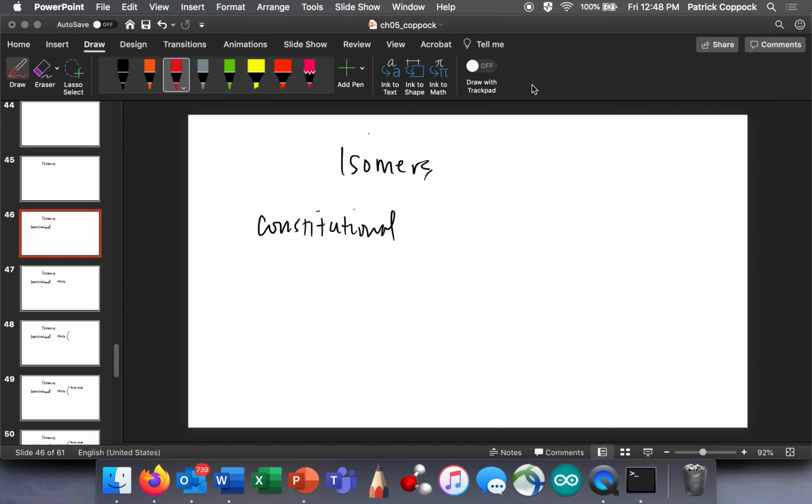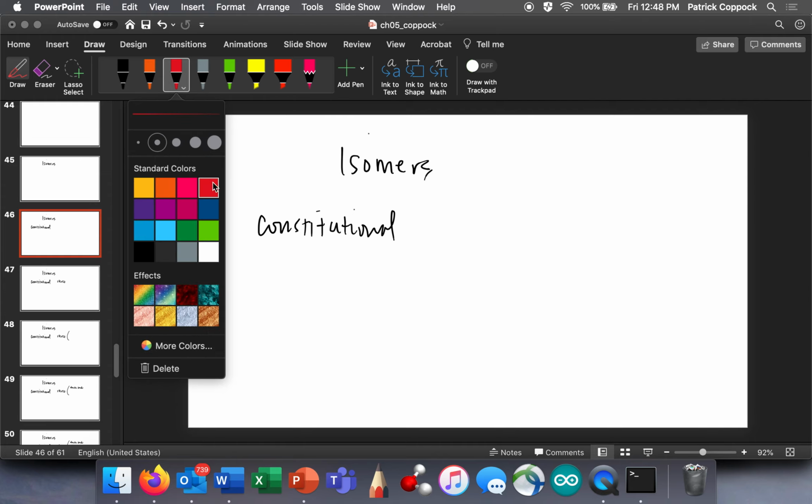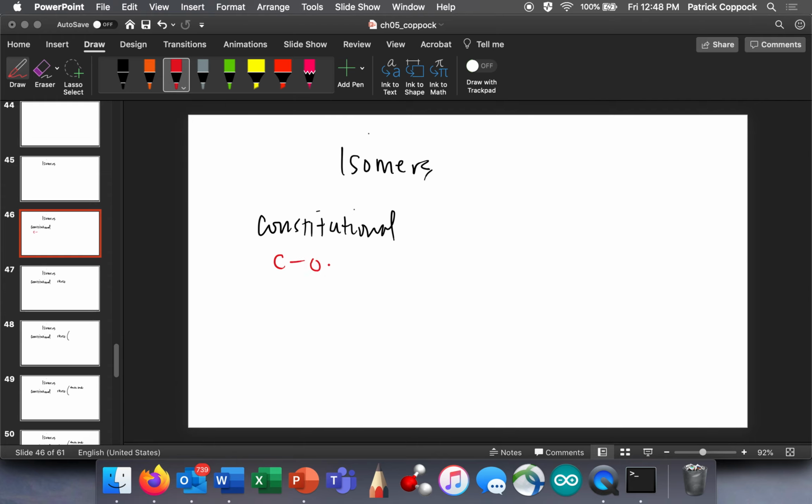First of all, there's constitutional isomers, right? In constitutional isomers, the difference between those was carbon, oxygen, carbon. I know I use this example every time, but if these are all hydrogens, then this is ethanol, and boom, boom, boom, boom, boom, boom, dimethyl ether, right? So constitutional isomers is the first kind of isomer.